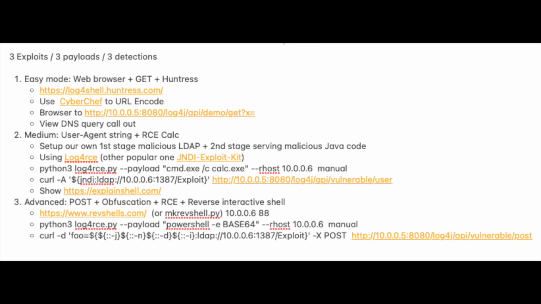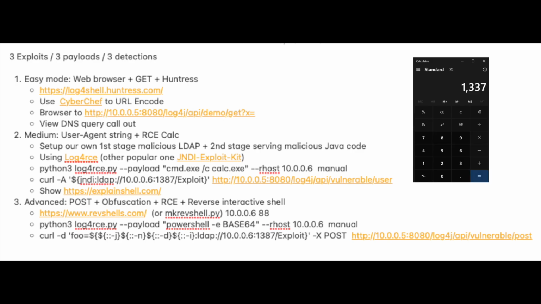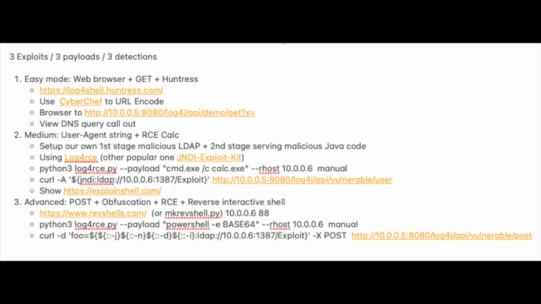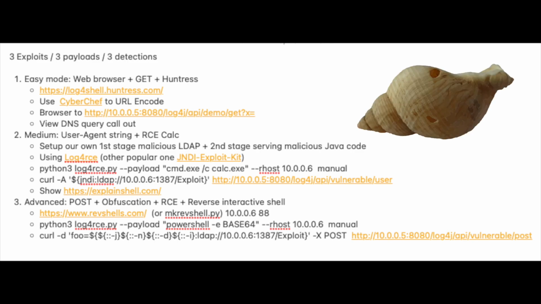Next up, we're going to take it up a notch and get some remote code execution through popping calc, using a very standard exploit against the user agent string. And then the last, we're going to jump into exploiting a POST variable with an obfuscated exploit as well as an encoded reverse shell. So this is a bit more realistic, a bit harder to detect.